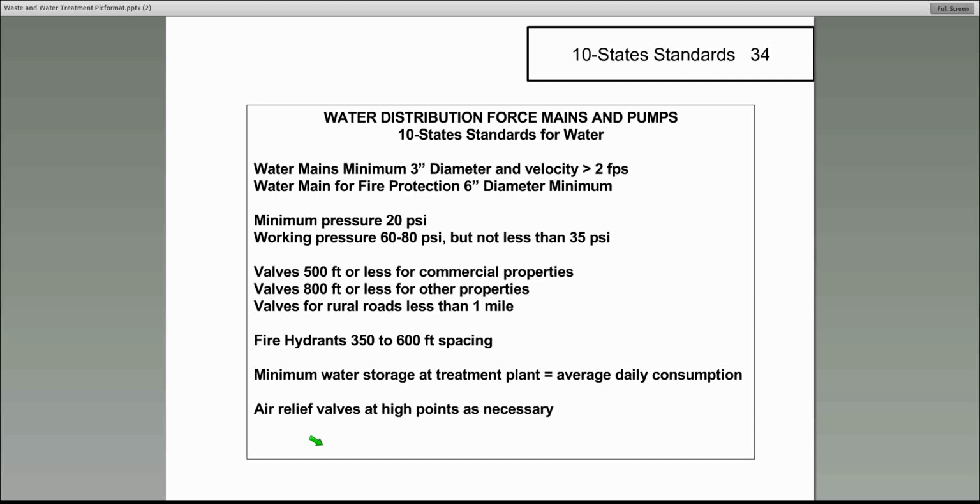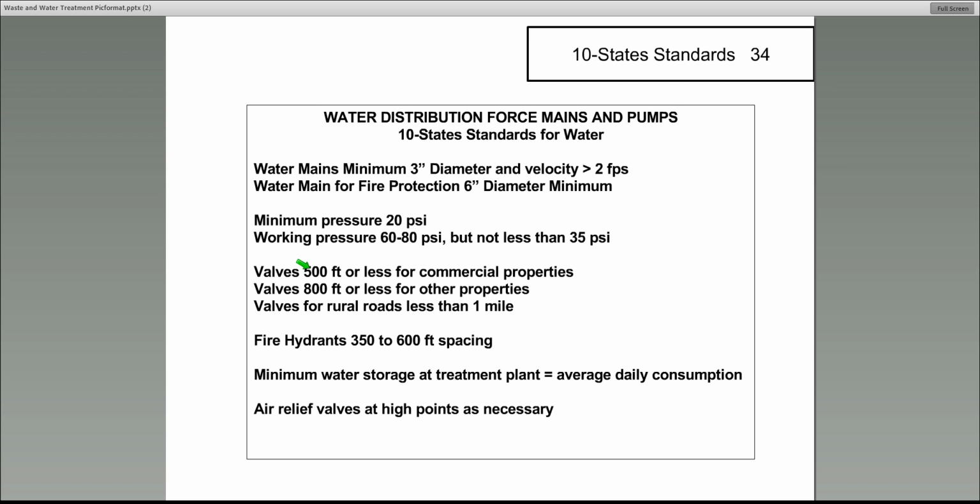Okay, 10 state standards, I've kind of summarized these for you, so you can go back to that reference. You can look on the internet at the 80-page book. But I've given you kind of a summary. The water mains are usually force mains. They're 3-inch diameter or greater, and you have to have a minimum velocity of 2 feet per second. For water main for fire protection, the fire protection lines have to be a 6-inch diameter minimum force main. And you have to have a minimum pressure of 20, and a working pressure of 60 to 80. And we're going to get into some problems dealing with these.